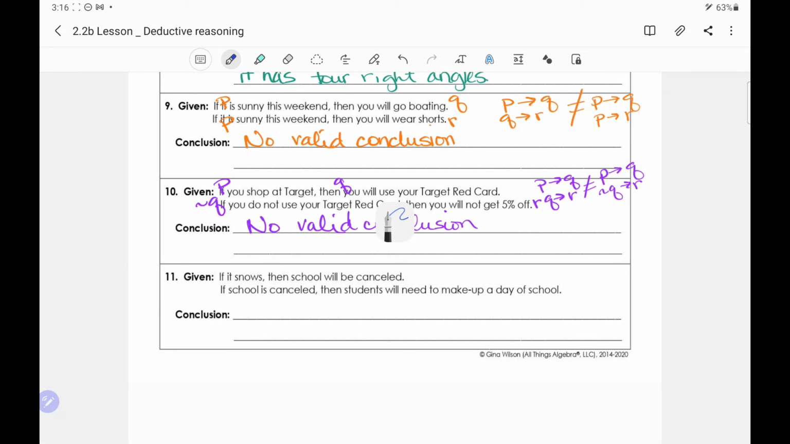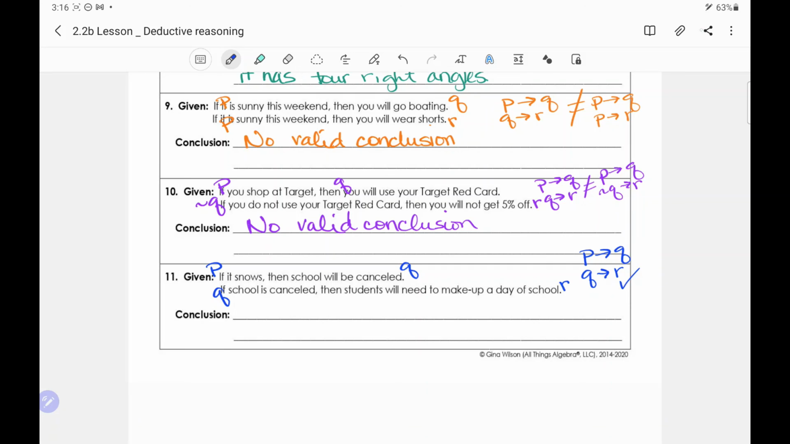So last one, if it snows, then school will be canceled. If school is canceled, then students will need to make up a day of school. So P, if it snows, then school will be canceled. Q is school will be canceled. If school is canceled, that matches again. Then students will need to make up a day of school. That's R. So here we have again, P implies Q. Q implies R. That's what we needed to say that P implies R.